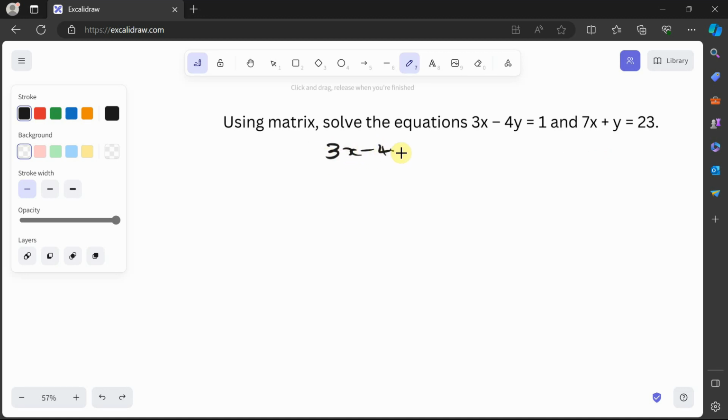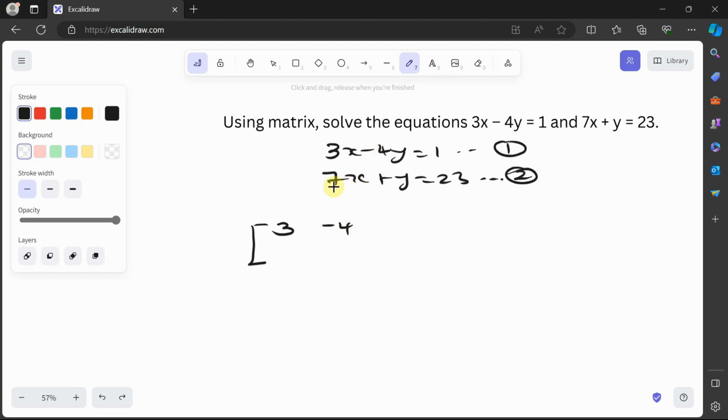3x minus 4y is equal to 1. So this is our equation 1. And then 7x plus y is equal to 23. This is equation 2. The thing that we do is that we take the coefficients of each of these values. So if I open up my first bracket, the coefficient of x in this place is what? Is 3. We'll write it down. The coefficient of y is what? Some people say it's 4, but it's actually not 4. It's actually the minus and the 4. So that will be minus 4.